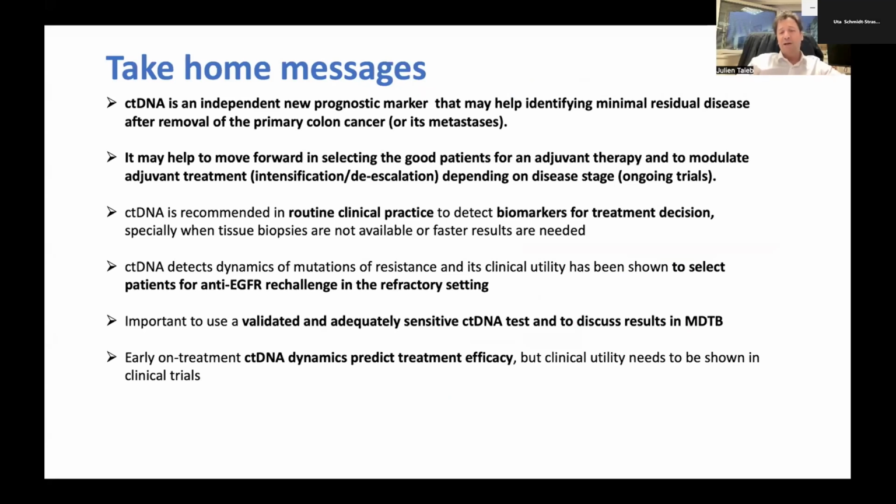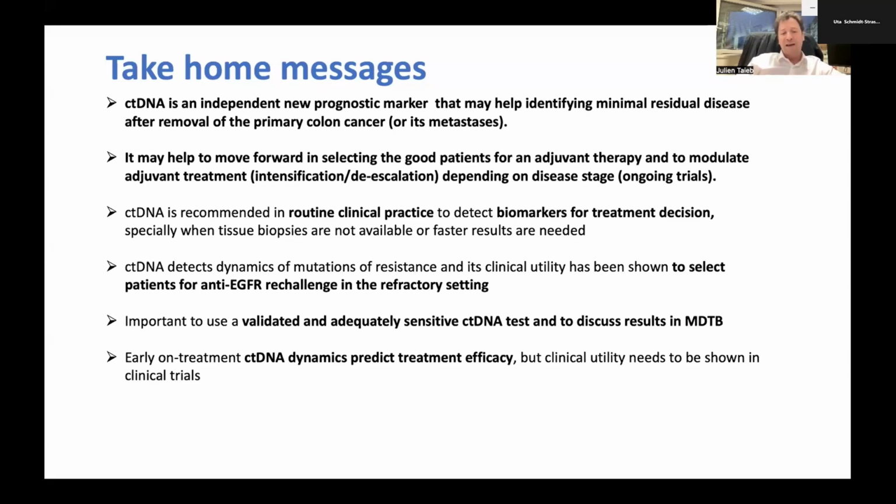ctDNA is recommended in routine clinical practice by most guidelines to detect biomarkers for treatment decision. If tissue is not available, or if you need fast results, it is a method that you can apply, except if the patient has a primary tumor that is not resected, or some liver mets, or if there is isolated peritoneal carcinomatosis or isolated lung nodules, where the performance of ctDNA is not so good. The dynamics of ctDNA may also show early resistance to some therapy and is generally predictive, by its rapid decrease, of the long-term oncological outcomes.